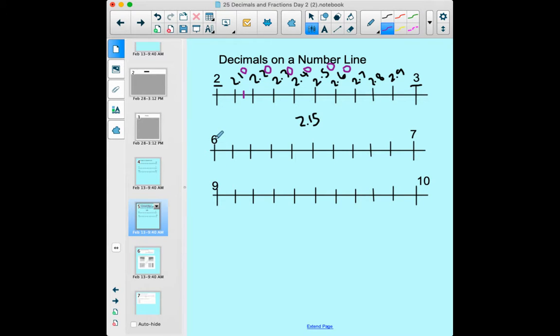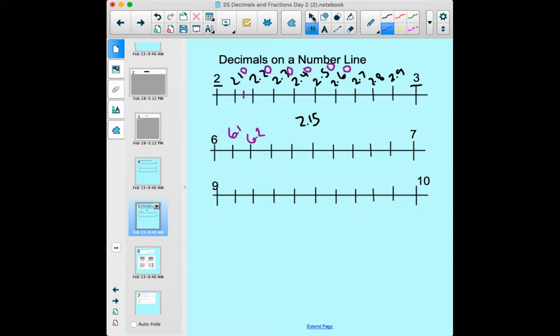When you start with a number line, you need to look at what the numbers are. This one started with 2 and 3, but we could not go to this number line and start writing 2 and 1/10 because this number line starts with 6. So every time you see a number line, make sure you look at the beginning of it so you know where to start. You would label this number line just like the previous one, except you would have 6 and 1/10, 6 and 2/10, so on and so forth.